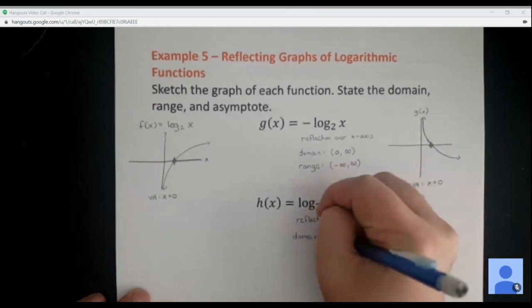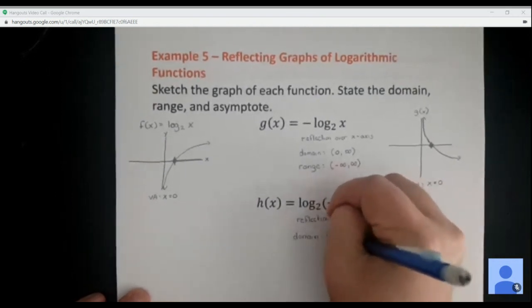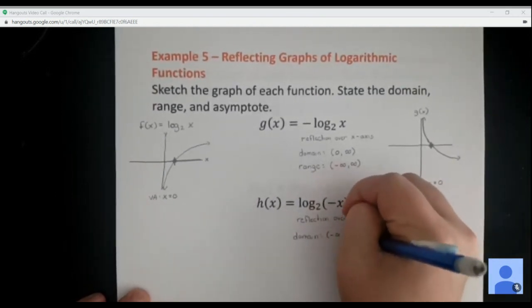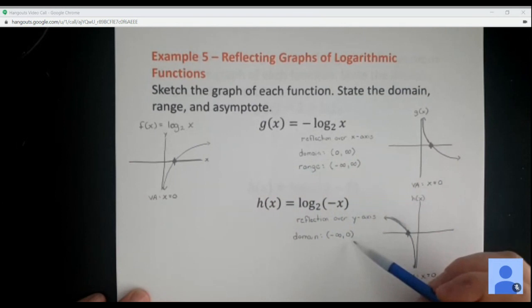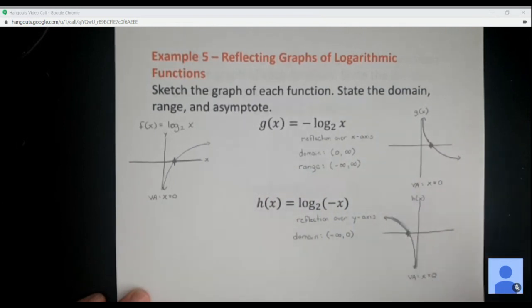Good, right? So this time we're only in the negatives. So we're going from negative infinity up to 0. And again, because there's a vertical asymptote at 0, we're never going to get to 0, so we don't want to include 0. We're only including negative values this time for the x values.